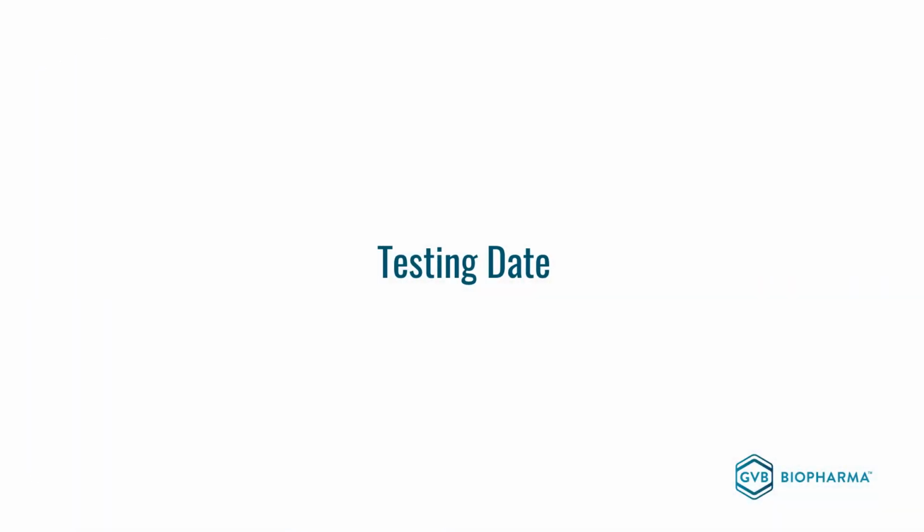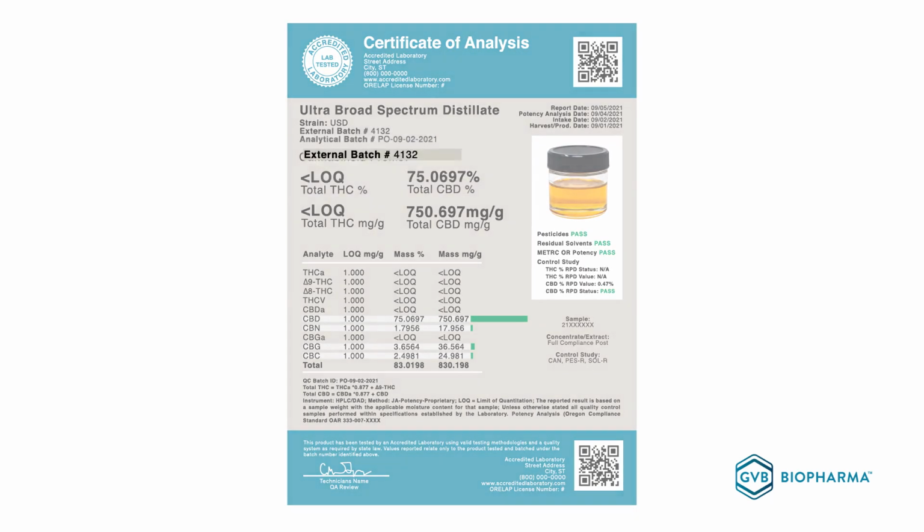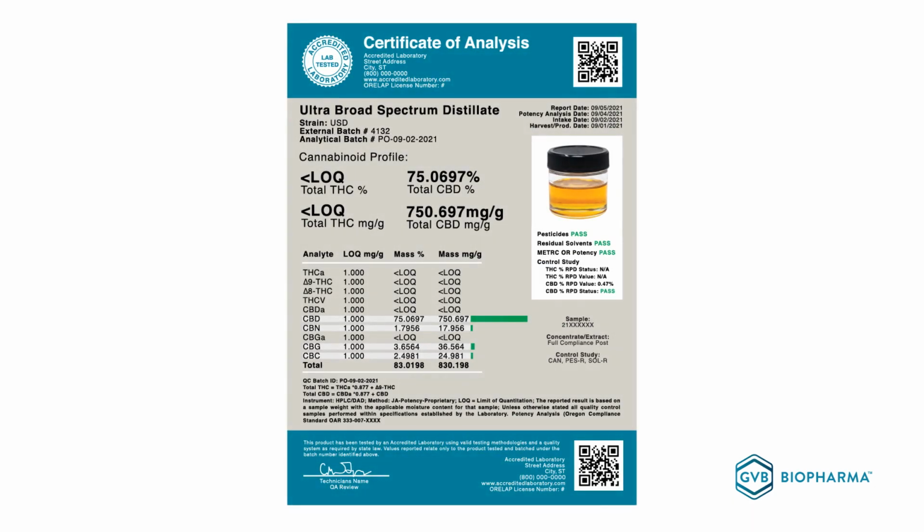Testing date. Check the date on your COA first. You usually shouldn't purchase cannabinoid raw materials that are more than 12 to 18 months old. Batch number. The client batch number or external batch number is selected by the cannabinoid producer. You'll need this important number to trace the batch associated with your test.